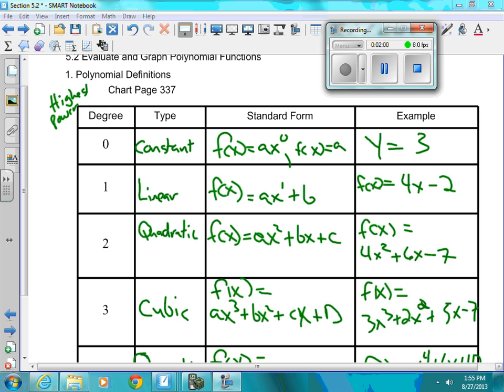You've seen those before. The second type of polynomial function you'll see has a degree of 1. So an x to the first power is the highest power you'll see, so to speak. It's called a linear function. Standard form is f of x equals a times x plus b, or a times x to the first power. You don't really need the first power there. I put it there just so you can see that it's there. But normally it's hidden. It just says a times x plus b. An example of this, f of x equals 4x minus 2.